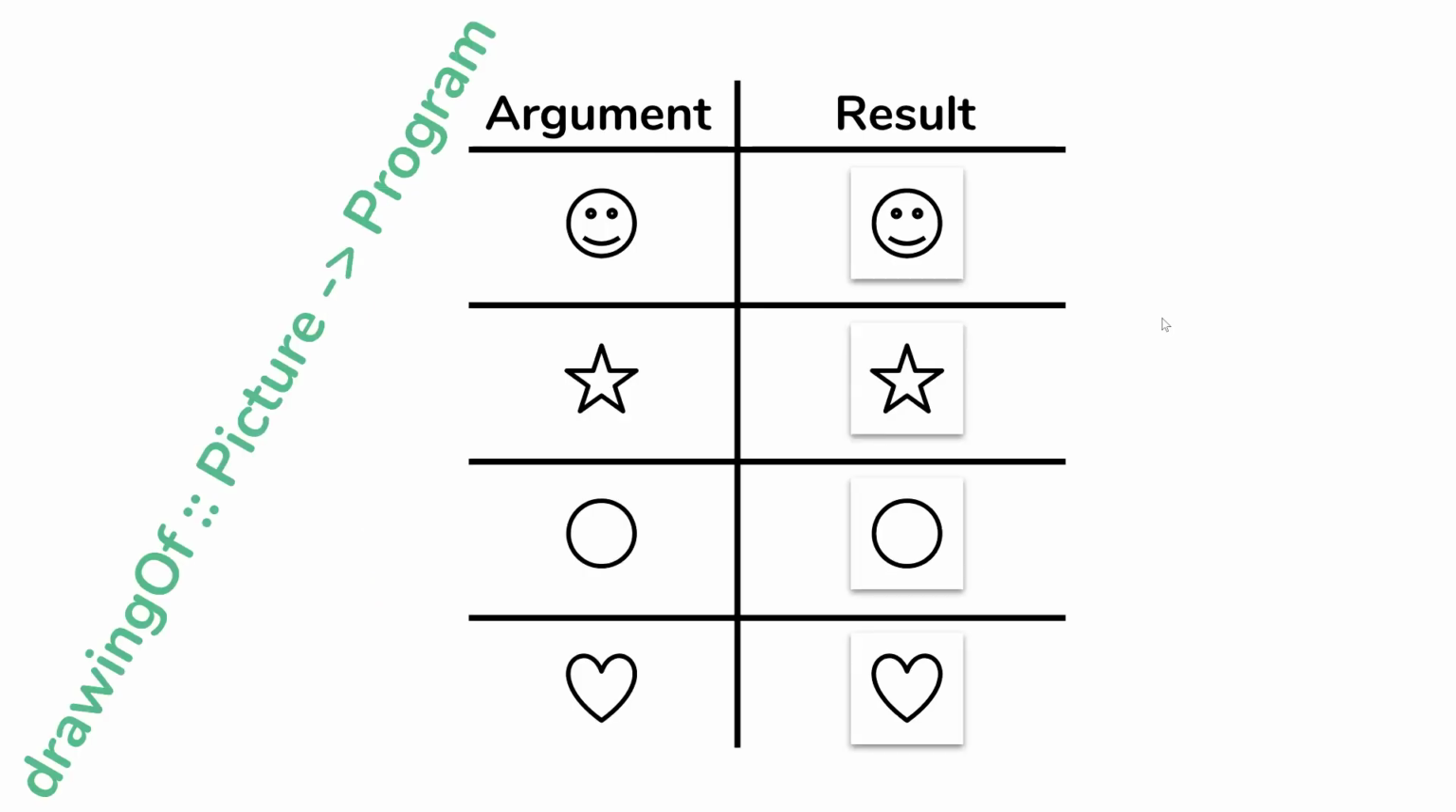Let's look at a different example. This time we're looking at the drawingOf function. The inputs to drawingOf, or the domain, is pictures, and the output or range is programs. It might be a little harder to get your head around what this function means, because the programs that drawingOf produces are really simple. All they do is show a picture. But remember, a computer program, even a really simple one, is a different type of thing from a picture. So the drawingOf function takes the idea of a picture on the left and turns it into a computer program, a thing you can run to see the picture on the right.